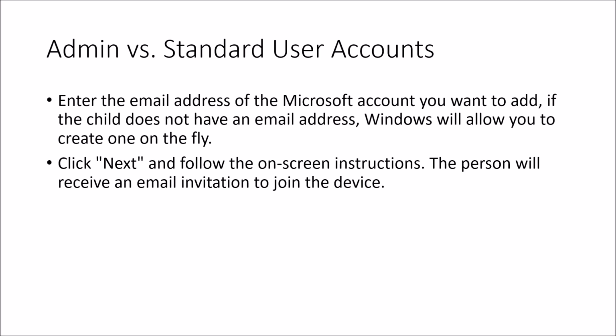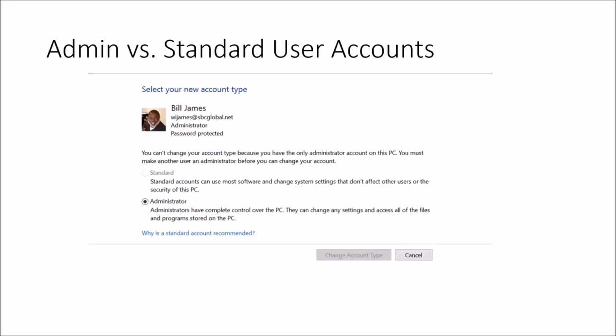One thing, as a single user, to create a standard account, you have to have another account set up so that you can toggle between the two. Because when you go here to select your new account, you'll notice that you can't change your account type because you have the only administrator account on this PC. You must make another user an administrator before you can change your account. And then at this point, you can change it. If you have two accounts, then you can change the one that you want to use as a standard here, just by selecting standard.